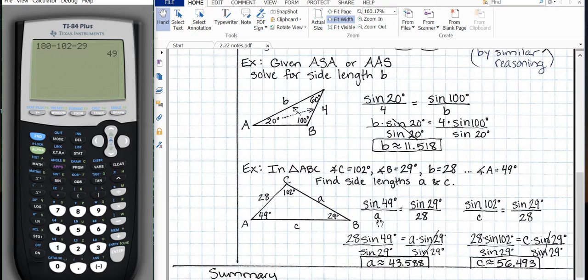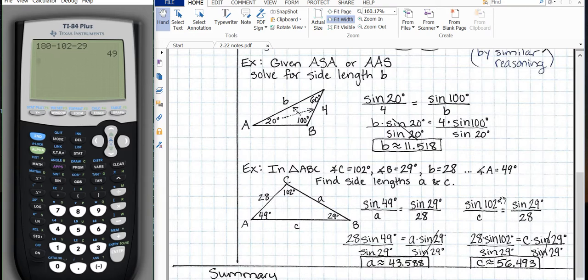Alright, cross multiply, get our cross products there. So 28 times sine of 49 degrees equals A times sine of 29 degrees. Divide both sides in order to cancel out the sine of 29 degrees, leaving us with A is approximately 43.588 units. Okay, same steps for finding C. So pretty much if we're given this limited amount of information, we can find out everything else that we need to know about this triangle, just taking it in steps.